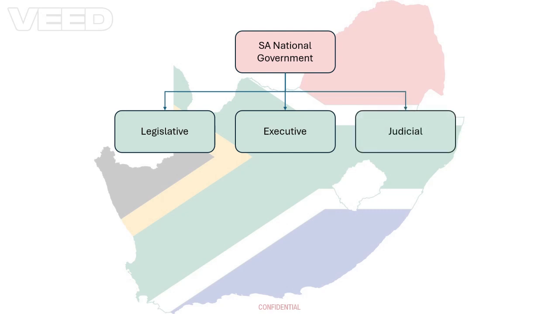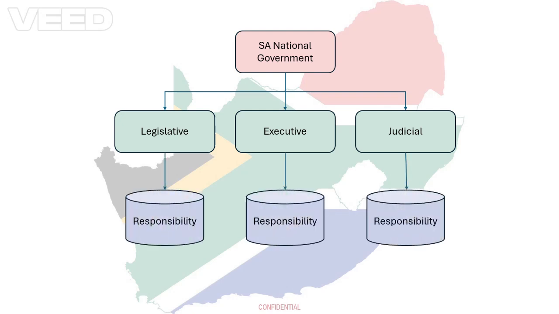Each of these branches has specific responsibilities in government, which we will not focus on for the purpose of this video. The focus will be on implementing a specific requirement, which is to create a system that stores entity-specific responsibilities for each branch in government.